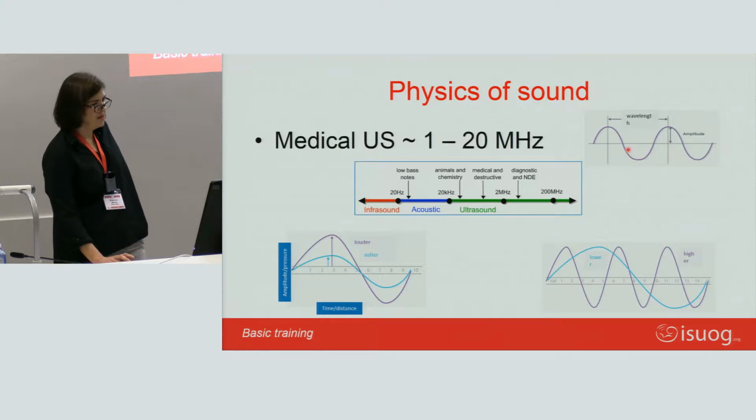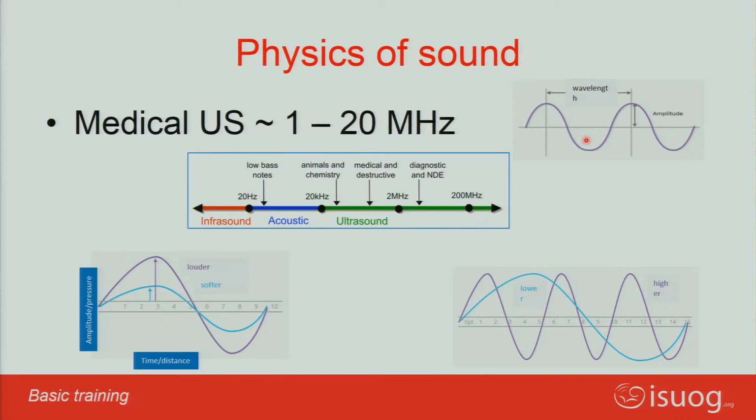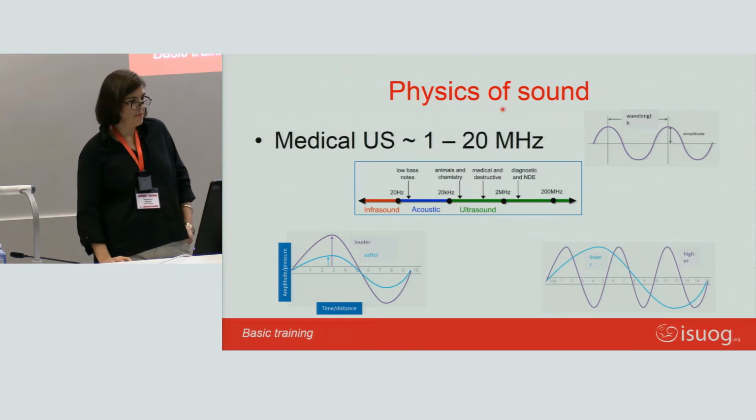Where the height of the sound, the amplitude, is the loudness of the sound. So the higher the amplitude, the louder the sound, and the lower the amplitude, the softer the sound. Now, sound to the human ear is between 20 and 20,000 hertz. So the frequency of sound is measured as the number of cycles per second. And medical ultrasound is very high frequency sound, more between 1 and 20 megahertz.